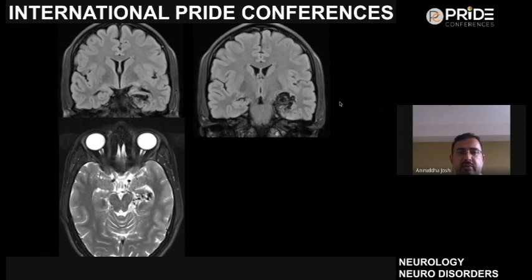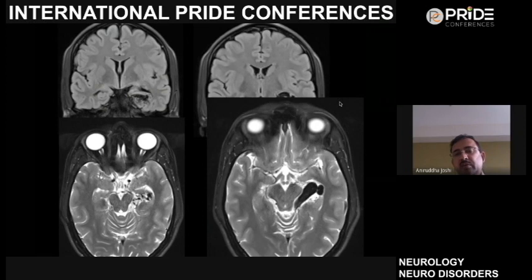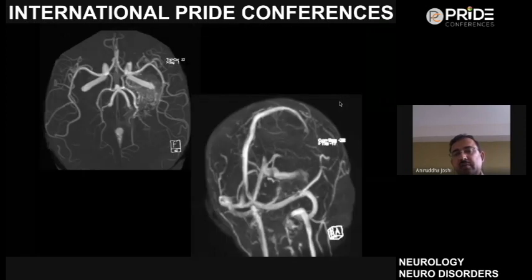So another similar case with typical blooming artifacts in the left temporal lobe, predominantly involving the hippocampus. So there is a large vein seen. This is a case of arteriovenous malformation. So this patient underwent surgery and there is a very good outcome.